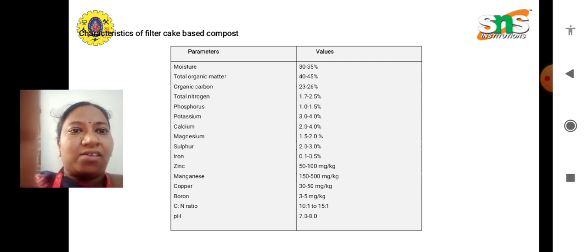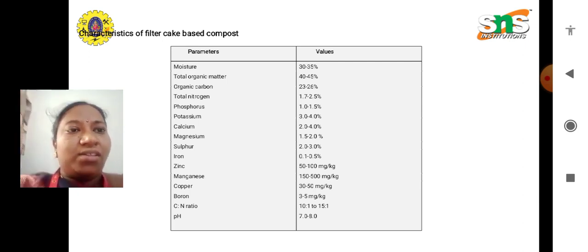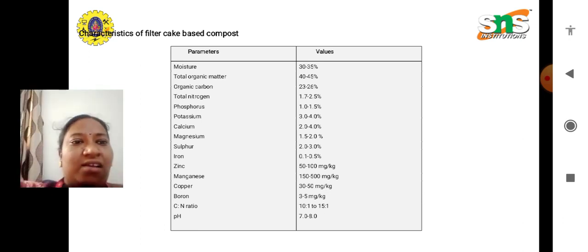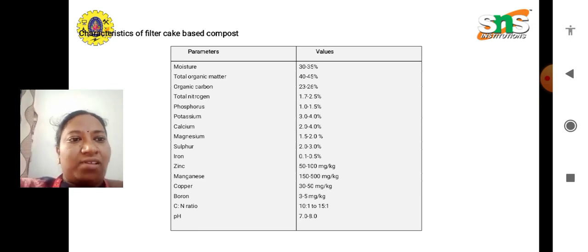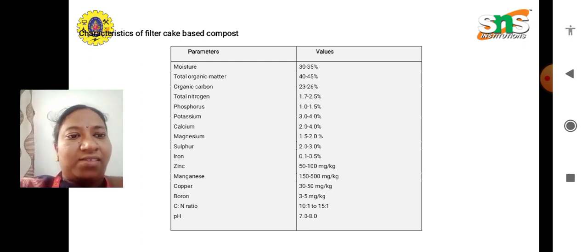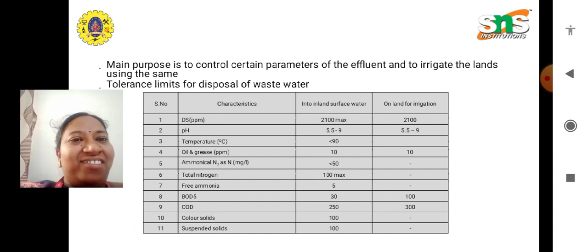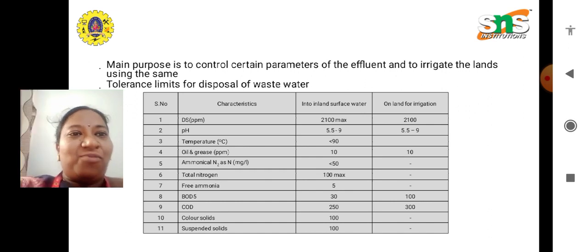Characteristics of filter cake based compost: the moisture content is around 30 to 35%, and organic carbon is 23 to 26%. The NPK content is also increased after the composting process. The normal pH of the distillery spent wash is around 4, and after composting the pH is increased to 7 to 8. The main purpose is to control certain parameters of the effluent, and this is sent to the irrigation lands.